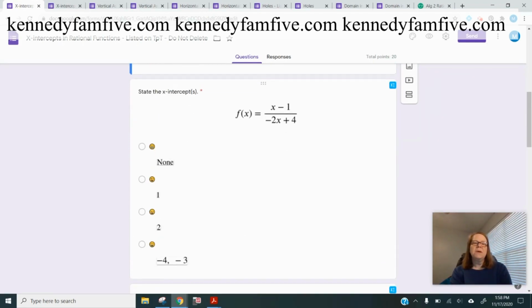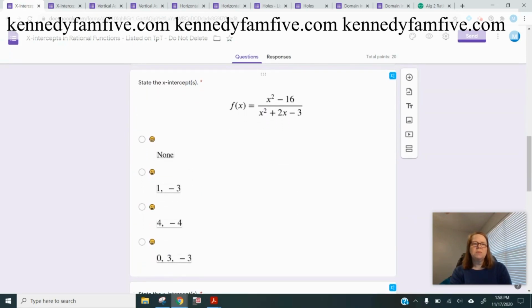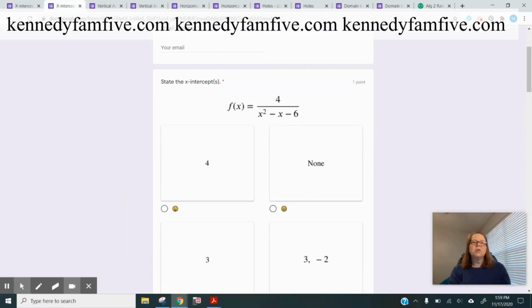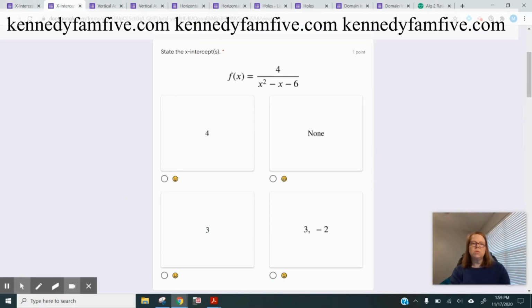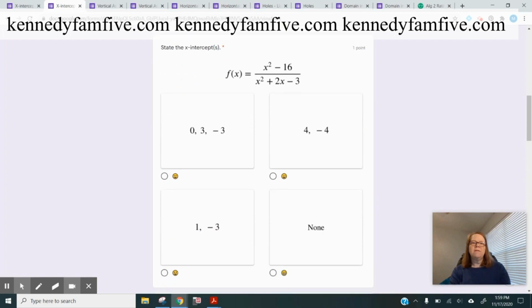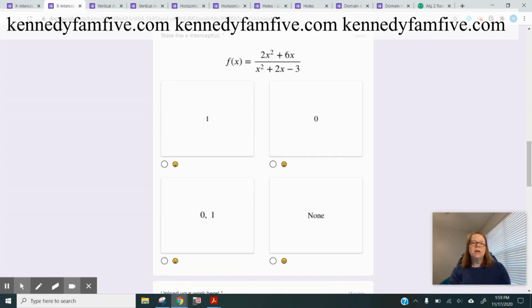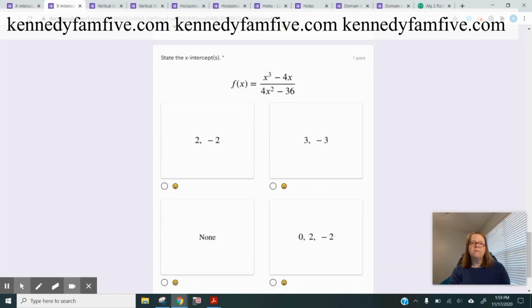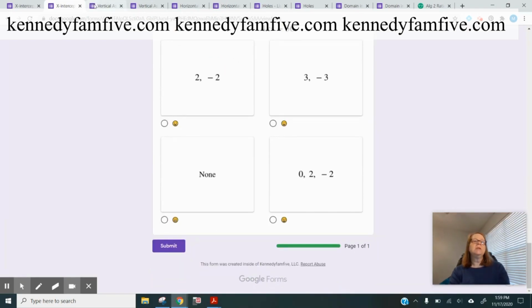And so these are the basic problems that I'm showing in this. Here's the actual form as students would see it. So just so you have a sense of that. And so I have it where it shuffles the questions and it shuffles the answer choices.